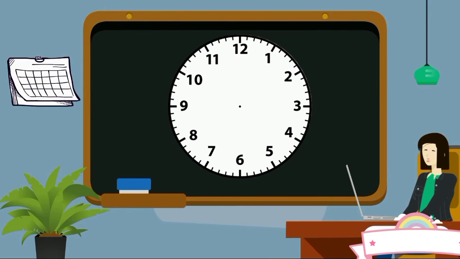Let's try one more. What time does this clock read? The long hand is pointing to the 6, so we know that it is half past. The short hand is in between the 4 and the 5. This means it is just past 4 o'clock. The time reads half past 4. Good job!